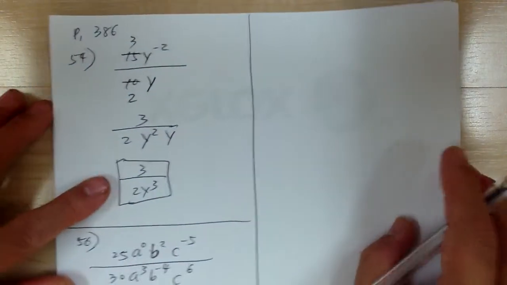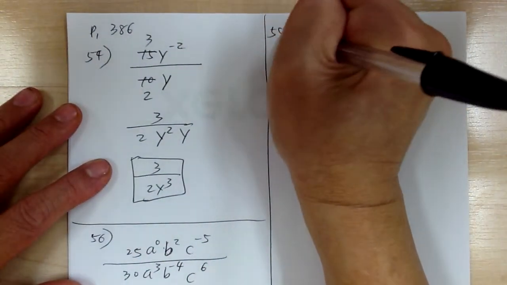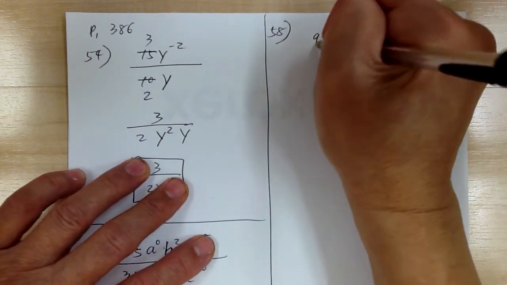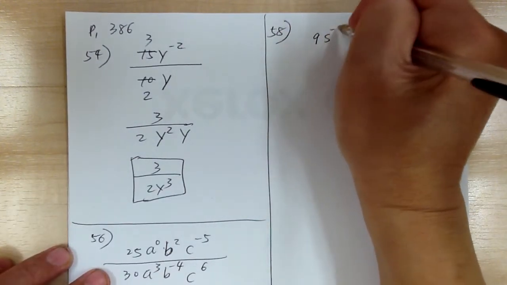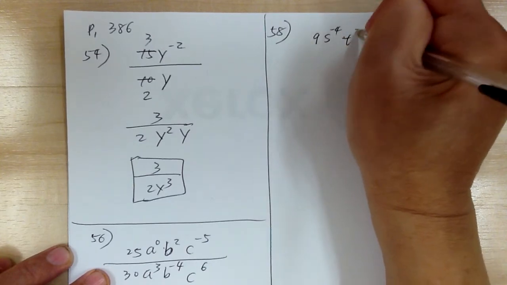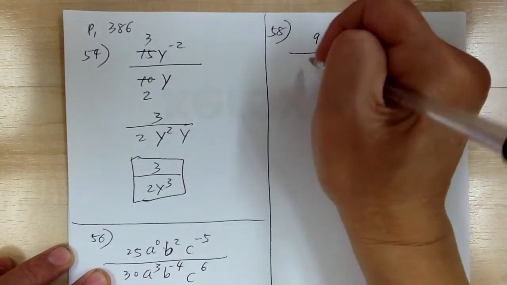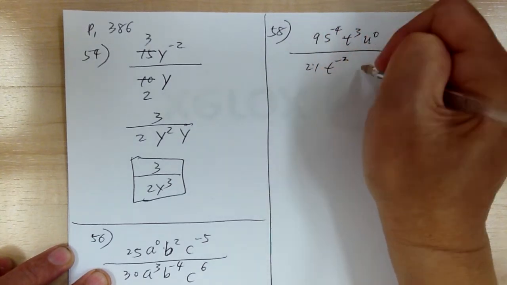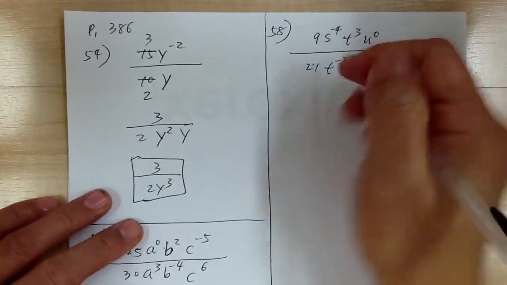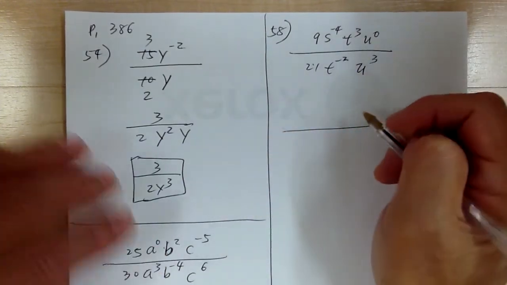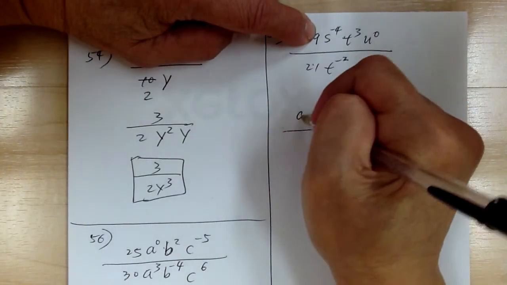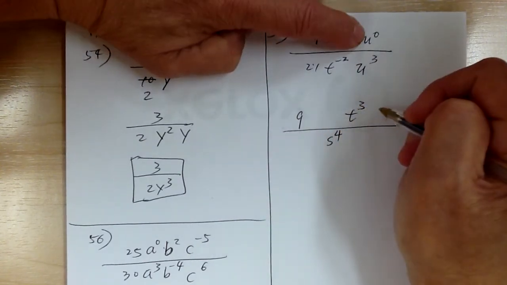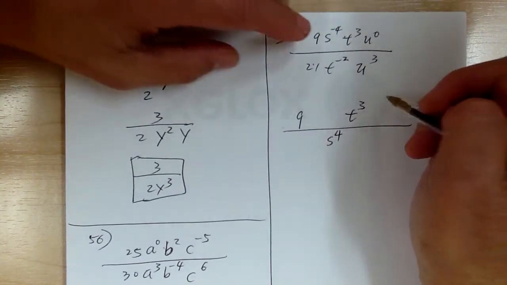Okay, let's go to 58. Here you got 9, s to the negative 4, t to the 3, u to the 0, over 21, t to the negative 2, u to the 3. Okay, so again, let's go and do the flipping, right? So this one you keep. This one flip to the bottom, right? This one you keep. This one u to the 0 means 1, so 1 we just don't write anything.